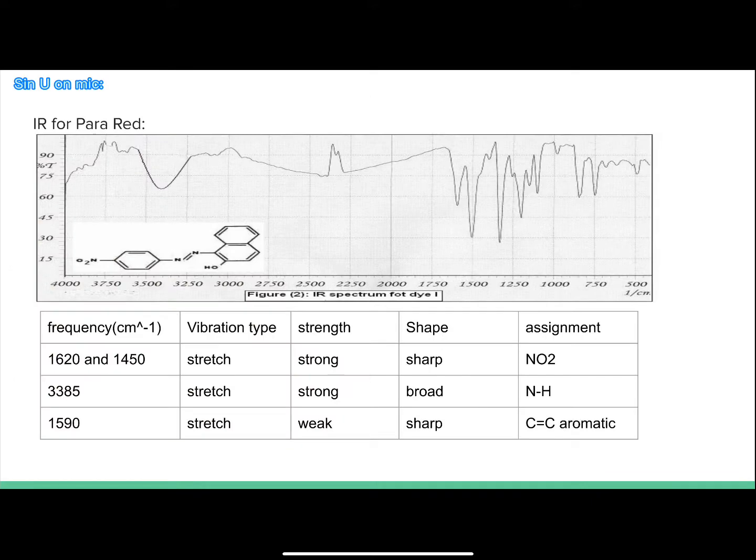For the IR of Para-Red, there is a frequency at 1620 to 1450 representing the nitro group, and 3385 representing the NH group, and also the one at 1590 representing the aromatic group.